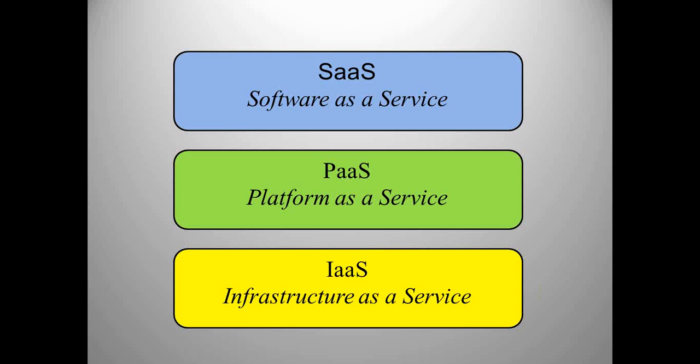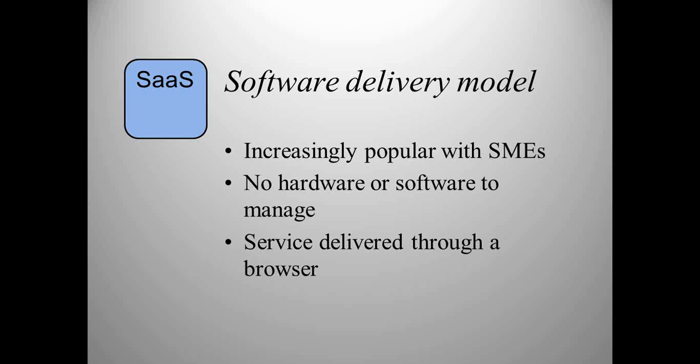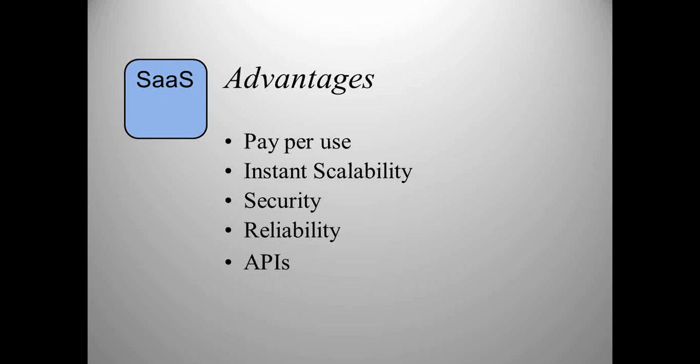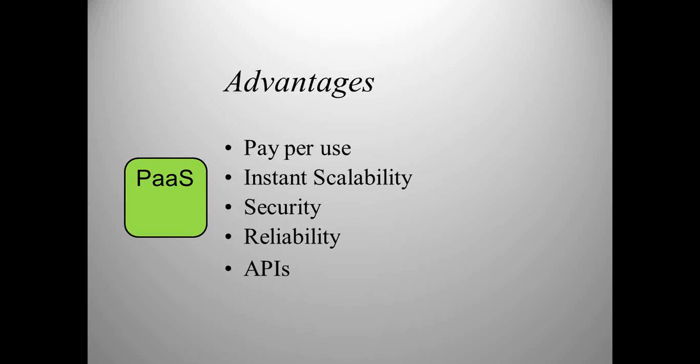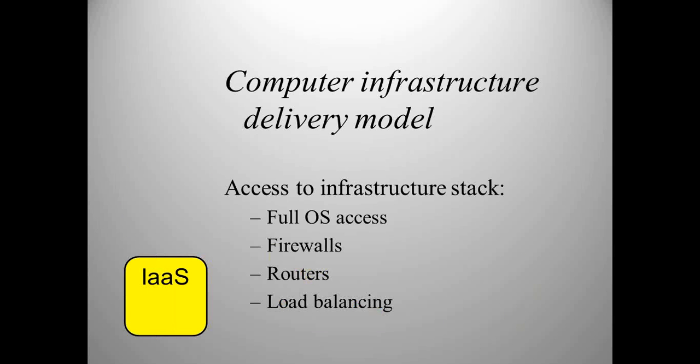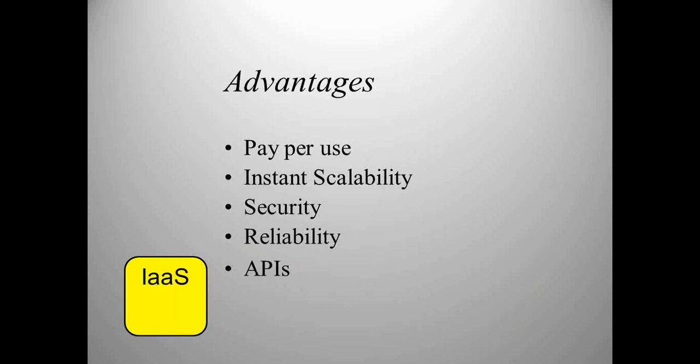The delivery model of SaaS, software as a service: some of the details are that it's increasingly popular with SMEs, no hardware or software required, and the service is delivered through a browser. Advantages are again the same, and there are some examples of this one. When we go to PaaS, platform as a service, what are the features? Platforms are built upon infrastructure, which is expensive. When we talk about platform infrastructure, definitely the cost will come into it. Storage and scalability advantages are seen. Examples are some of these. Infrastructure, again, is access to infrastructure, full support, pay-per-use, scalability, and so on. So the common factors for all three are pay-per-use, scalability, security, reliability, and APIs. All three have the same advantages: low cost, low infrastructure, reduced resource load, and faster application.